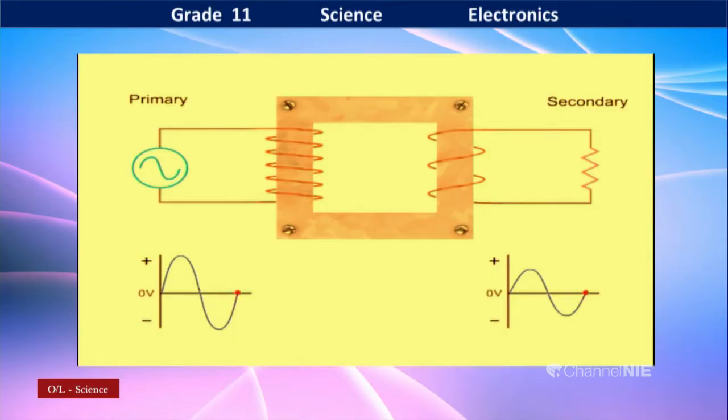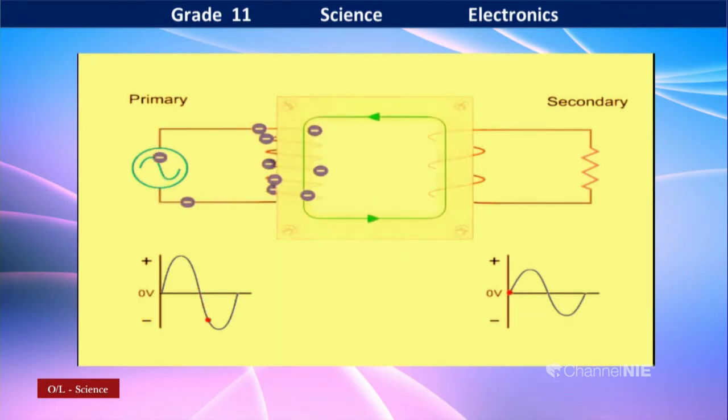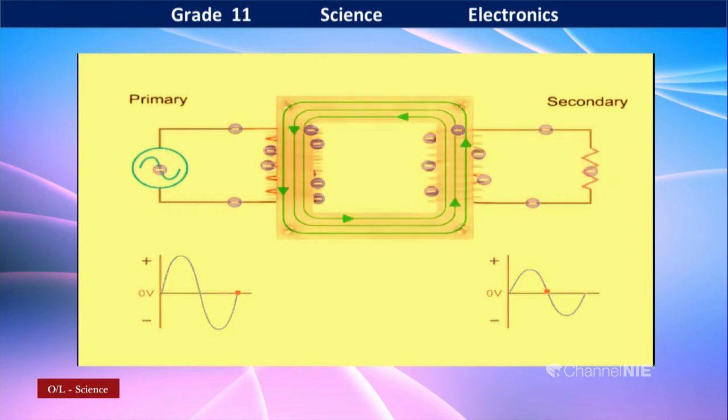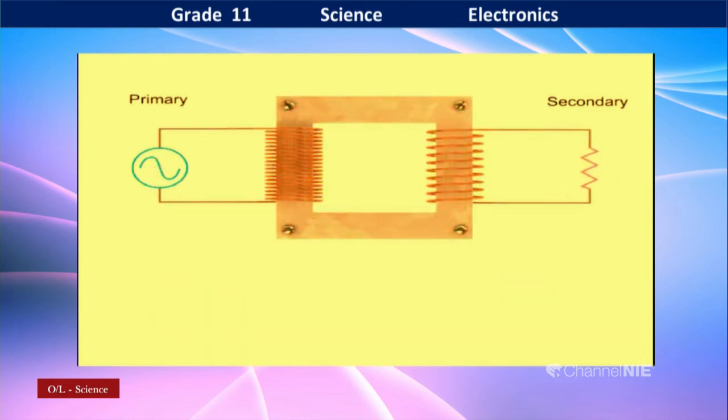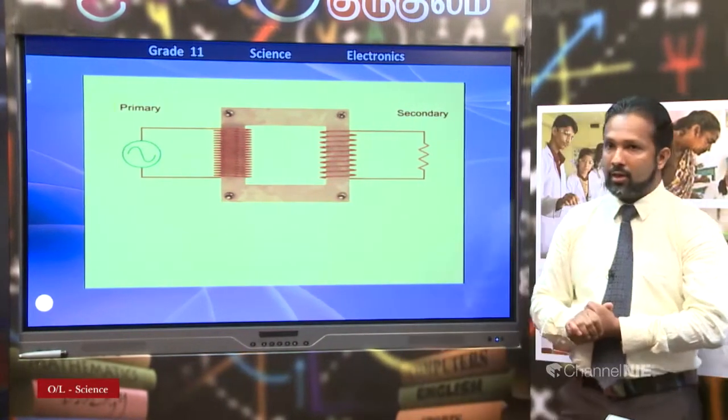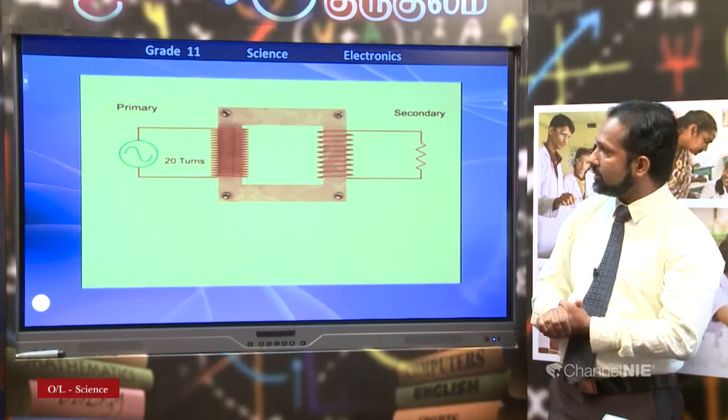You can see this is the AC current. When AC current is supplied to the primary coil, what happens here? Because of the alternating current, a varying magnetic flux is generated in the iron core, represented by the green color. It results in an induced current in the secondary coil. This is the function of a transformer. The step-down transformer, what happens? As I told you, number of turns in the primary coil is higher than number of turns in the secondary coil.